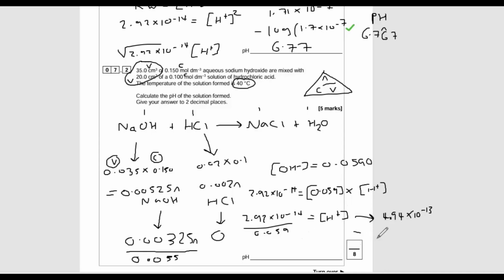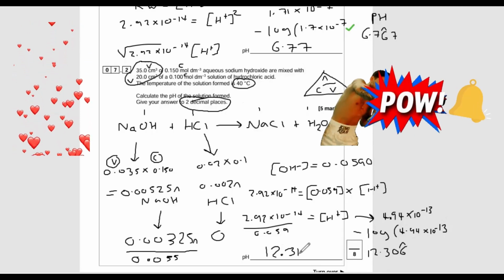So if you want to find the pH, just press minus on your calculator, press log, a bracket will come up, enter that 4.94 times 10 to the minus 13. And then all you need to do, let's try that, answer equals 12.306. So my pH is 12.306. Check how many sig fig. It's not sig fig this time, it's 2 dp. As that is bigger than 4, we're going to round that up to 12.31.